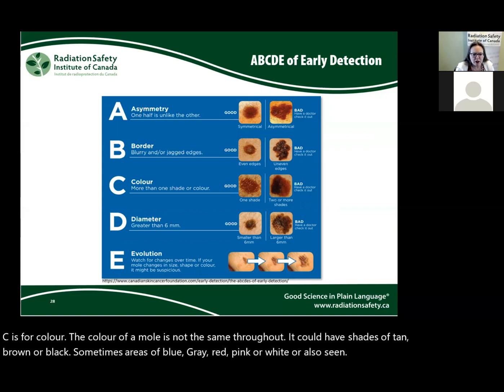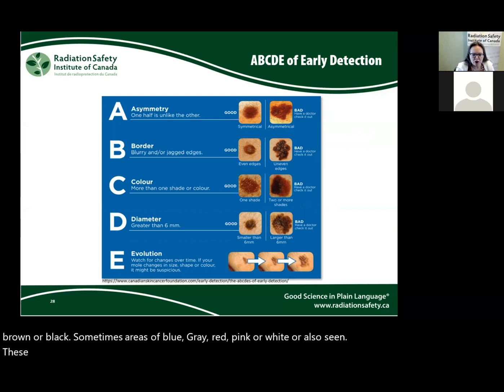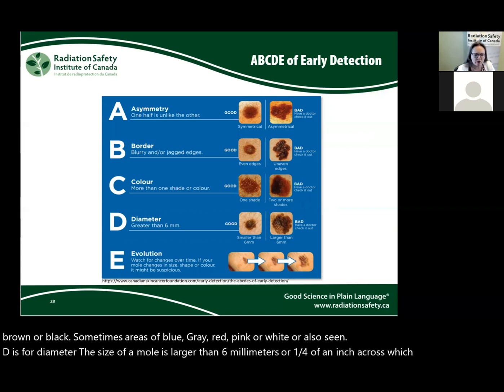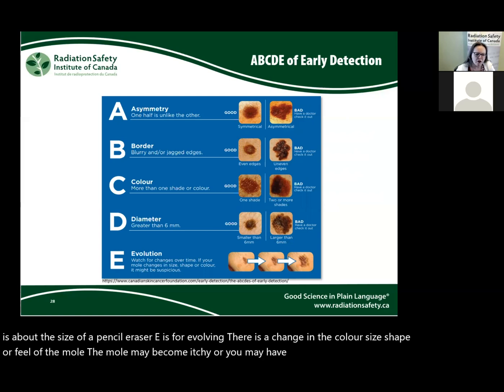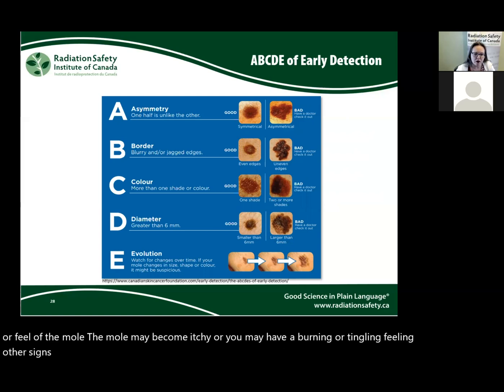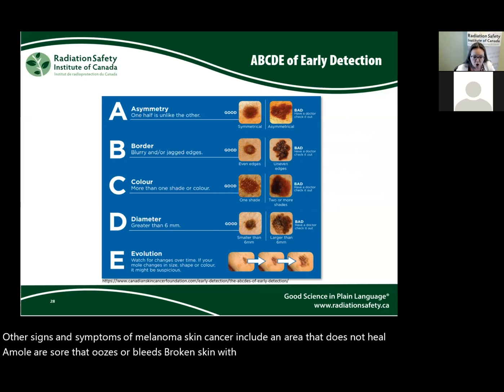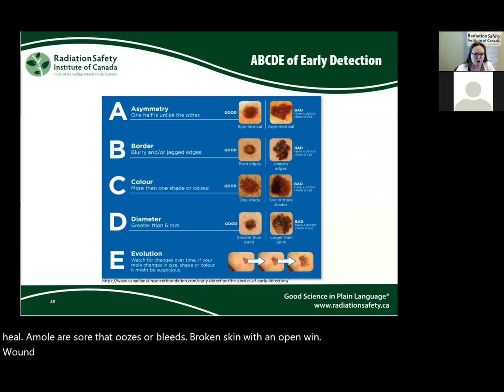D is for diameter. The size of a mole is larger than 6 millimeters or 1/4 of an inch across, which is about the size of a pencil eraser. E is for evolving. There is a change in the color, size, shape, or feel of the mole. The mole may become itchy, or you may have a burning or tingling feeling. Other signs and symptoms of melanoma skin cancer include an area that does not heal, a mole or sore that oozes or bleeds, a broken skin with an open wound, or ulceration.